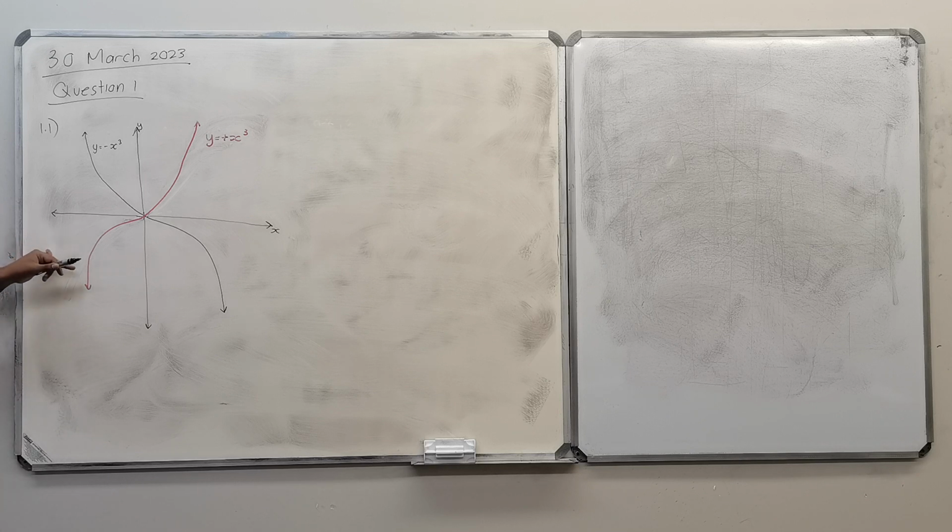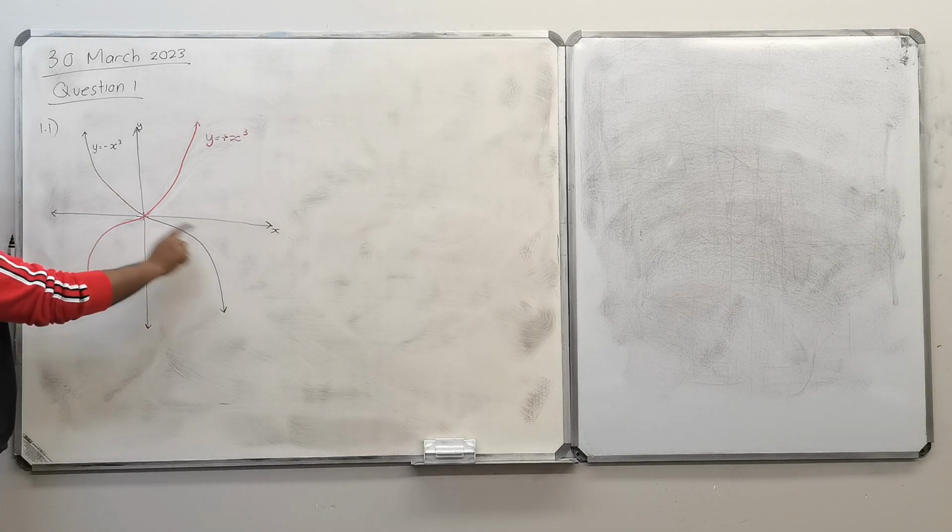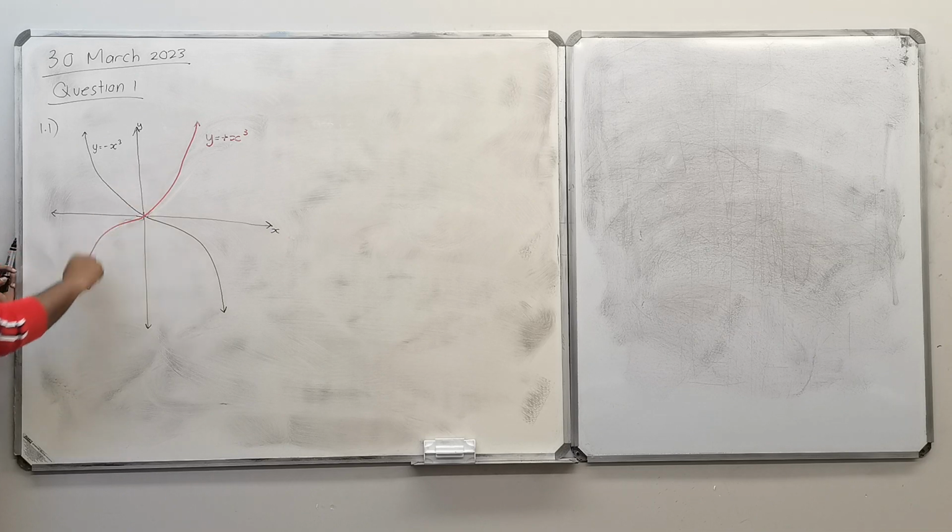Okay, why I drew it in 2 different colors was I didn't want you to get confused with how the 2 graphs would look, right? So I drew it with 2 colors so you can remember the differences for the positive and negative.